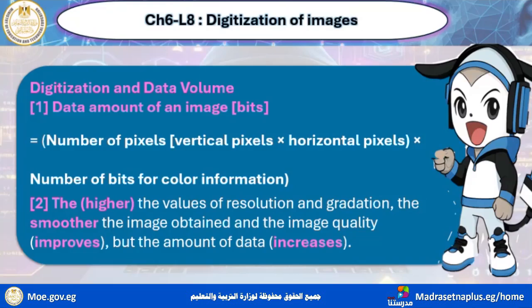The quality of the image improves, but the amount of data will increase. The more details and the more colors we have in the image, the more data we have. Here we can say that BMP images, which are Windows images of high details and high colors, have a very large amount of data.